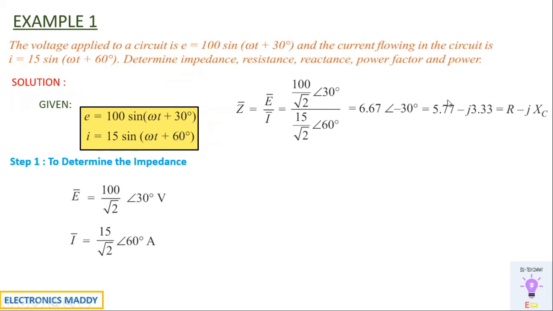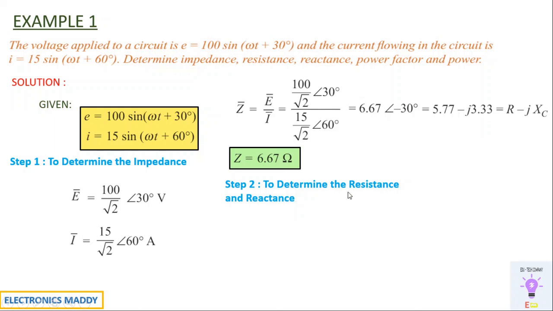Represent them in rectangular form. It is always a good practice to represent them in both rectangular form and polar form. Once you represent this in rectangular form, it is of the form R minus jXC, because the impedance offered by a series RC circuit is R minus jXC. So we'll be representing it that way. From this observation, Z is given as equal to 6.67, so I'll directly be writing it as 6.67.